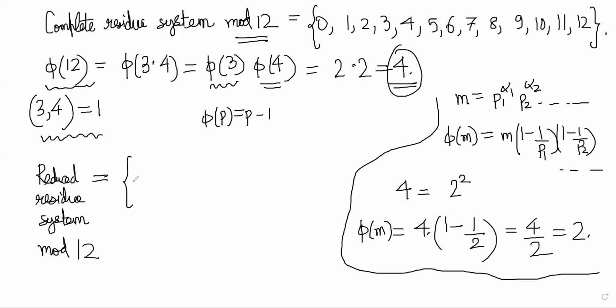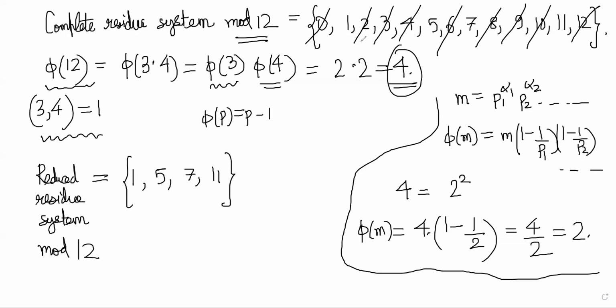So we can say 1 is part of it, 1 is co-prime with 12, but 2 cannot be taken, 0 cannot be taken, 3 cannot be taken, 4 cannot be taken, because these are not co-prime with 12, right? 5 can be taken, 6 cannot be taken, 8 cannot be taken, 10 cannot be taken, 9 cannot be taken, because they have factors 3 and 2 and so on, right? So we have 1, 5, 7, 11, and 12 cannot be taken. So only 4 numbers which are co-prime are 1, 5, 7, and 11. So this is the reduced residue system mod 12.